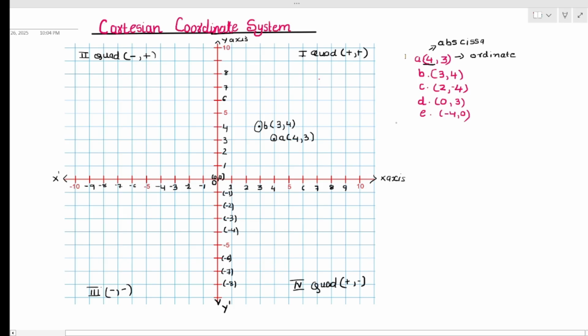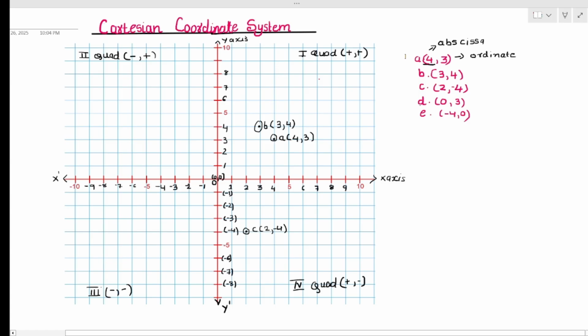That means I want my abscissa as 2, over here, and my ordinate as negative 4. So my point C will be somewhere over here. Name it C and its coordinates are 2, comma minus 4. So this is my plotting of 2, comma minus 4.